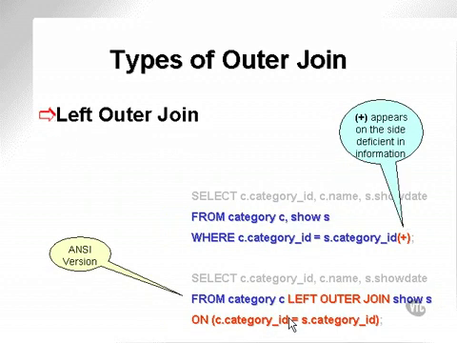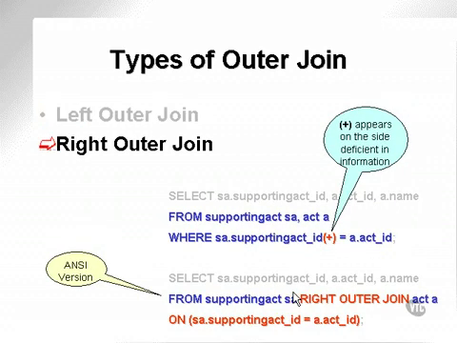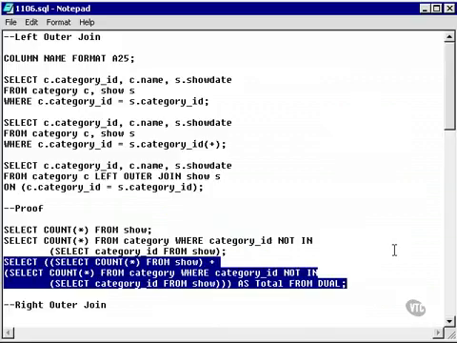It's important to note that I could have simply changed the order in which I retrieved from these tables in the left outer join example and called it a right outer join. I could simply have taken S.category ID and placed it on the left and C.category ID and placed it on the right. I could have done a similar thing with the ANSI form. But we'll stick to another example. Now let's look at some examples for the right outer join with this statement we have here.